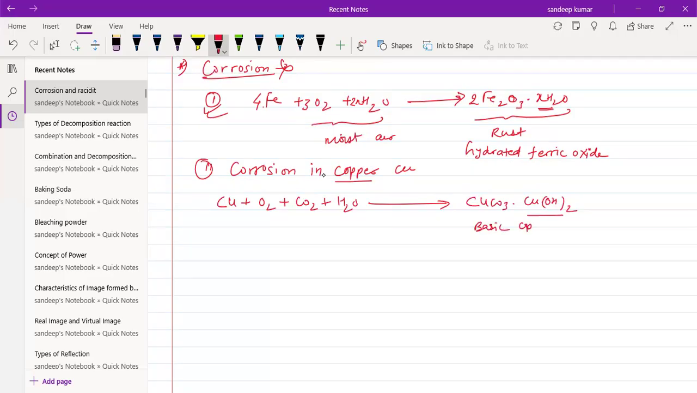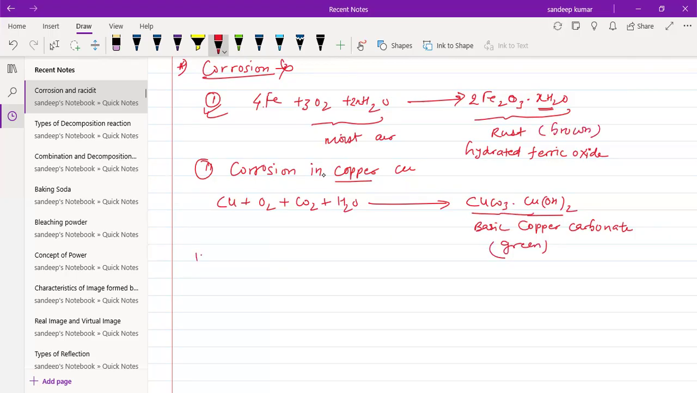Basic copper carbonate. Is it clear? Which color is that? It is green color. In rusting of iron, which color is it? It is brown color, children.